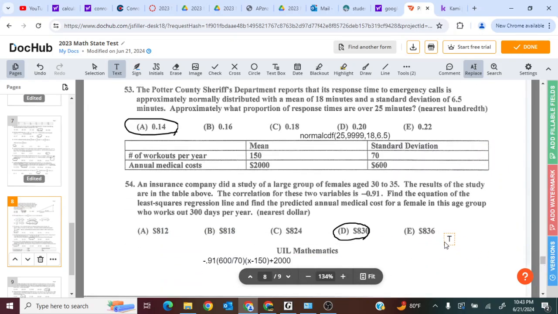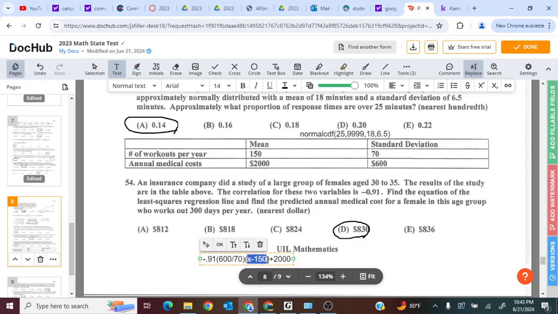54, this is your least squared regression line given mean and standard deviation. The equation for that is your slope is going to be this correlation coefficient, negative 0.91, times standard deviation of y over standard deviation of x as your slope. And then it has to go through the points 150 and 2000 because those are the means. X minus 150 plus 2000. Plug in 300 for that, you get 830.